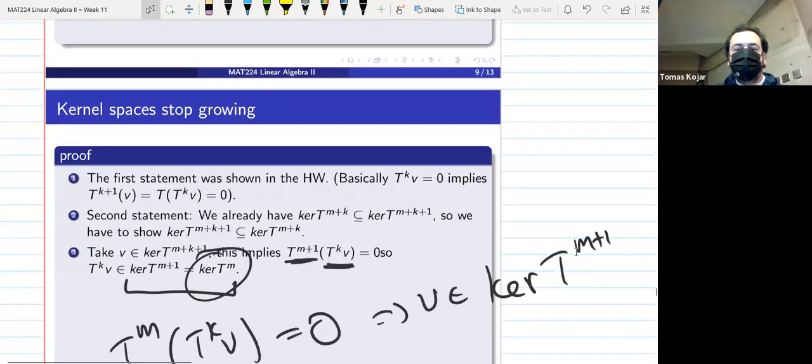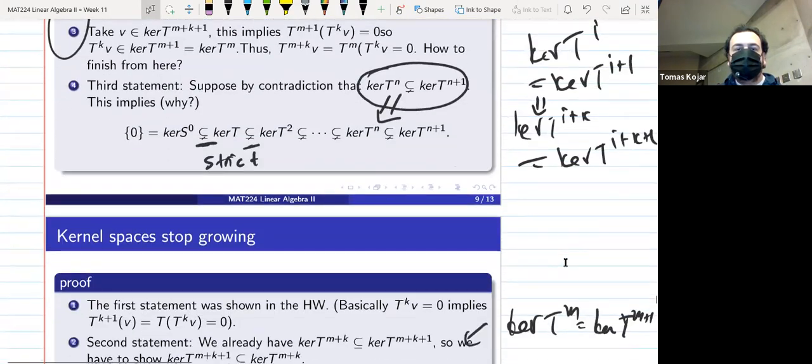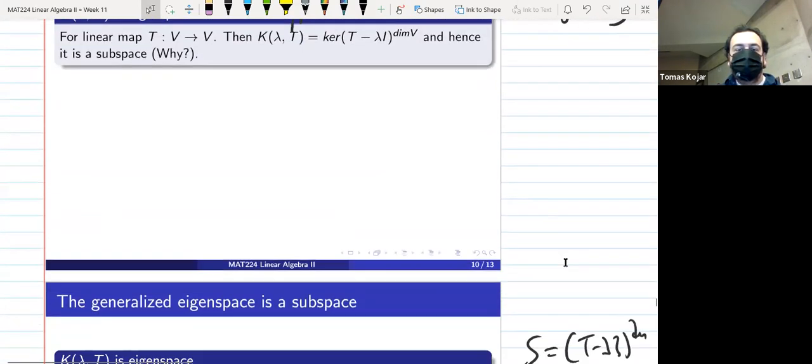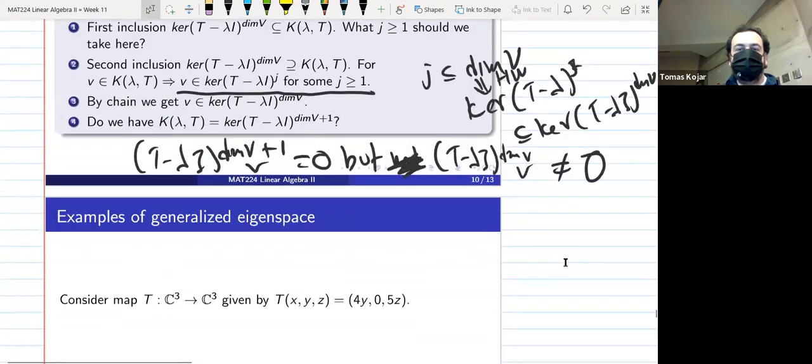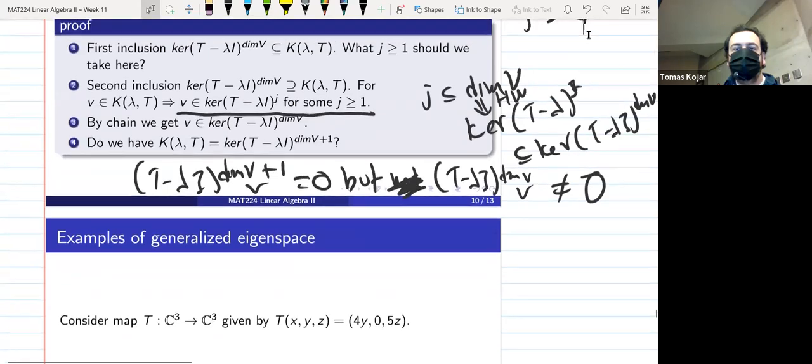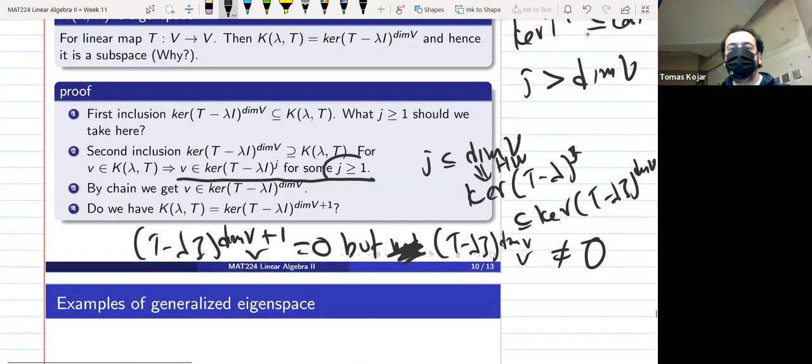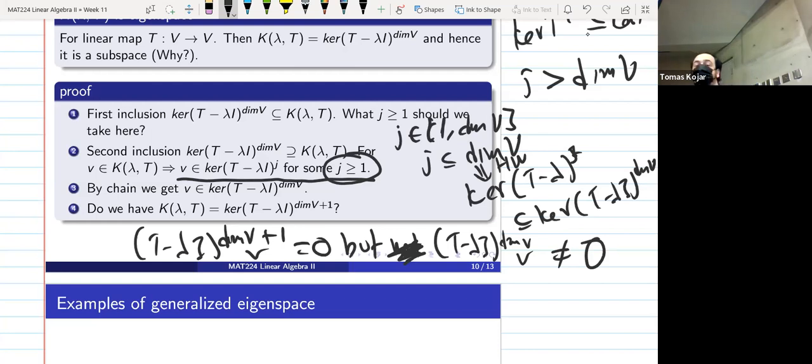All right, so that's why in this proof, when we say j bigger or equal than one, we're actually saying j in one to dim V. We're not allowing j to be bigger, so then we can just use the homework result.